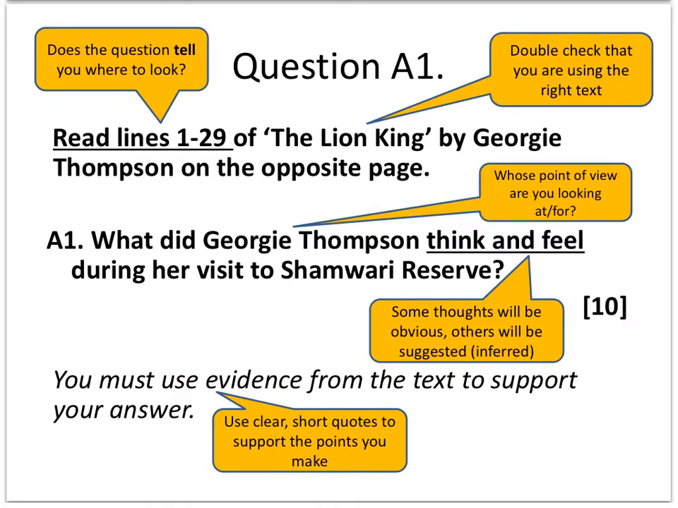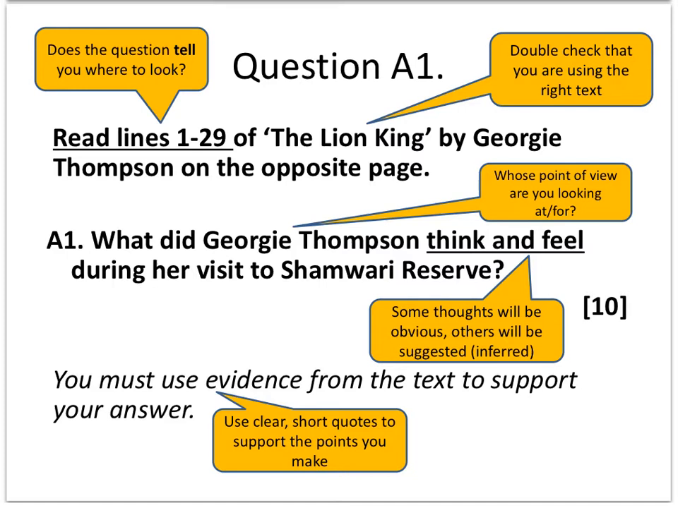We will now look in detail at question A1. Read lines 1 to 29 of The Lion King by Georgie Thompson on the opposite page. So the first thing that you should ask yourself is, does the question tell you where to look? And then with your highlighter you mark off that particular section. Also, double check that you're using the right text. It will indicate that you should be looking at The Lion King by Georgie Thompson. It then asks you, what did Georgie Thompson think and feel during her visit to Shamwari Reserve?